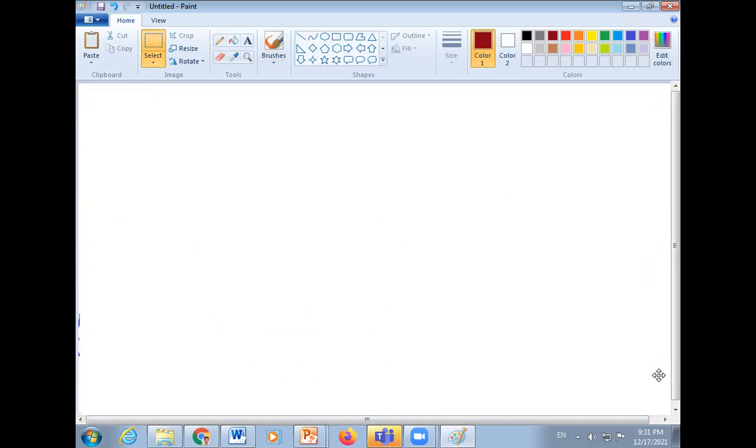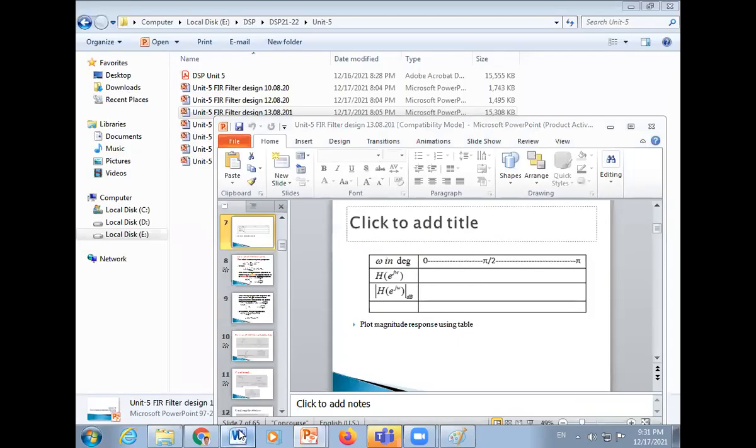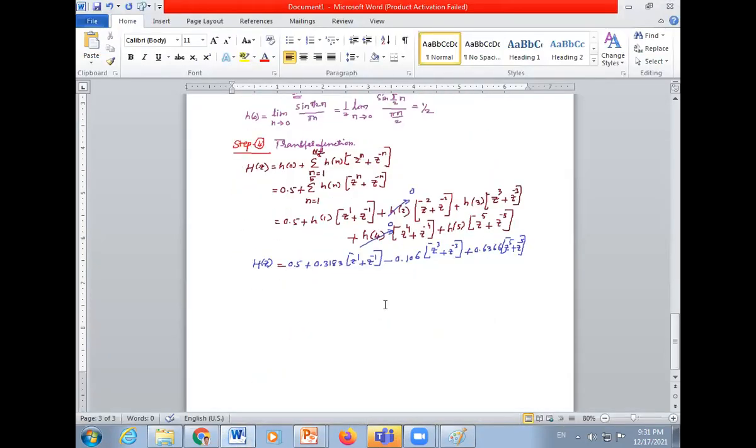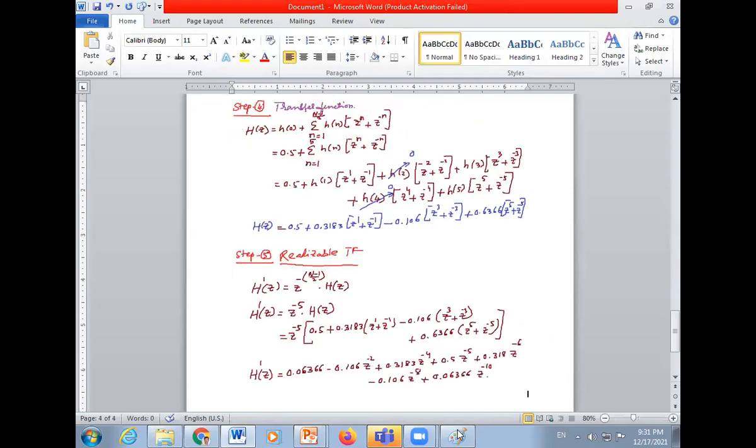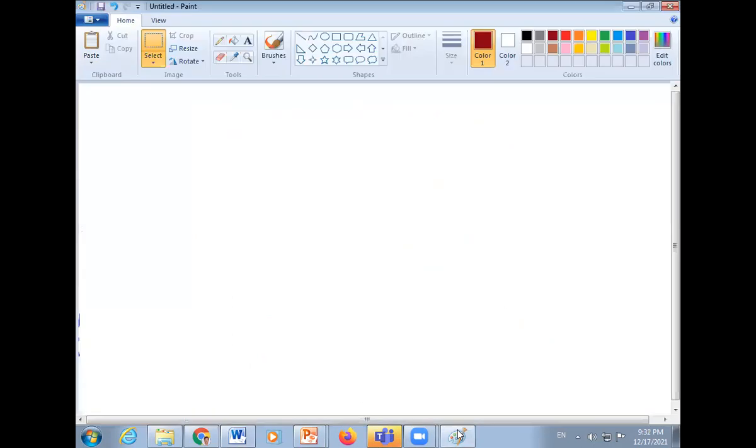The next step, step 6: from the above equation, we are going to write the filter coefficients for the causal filter.